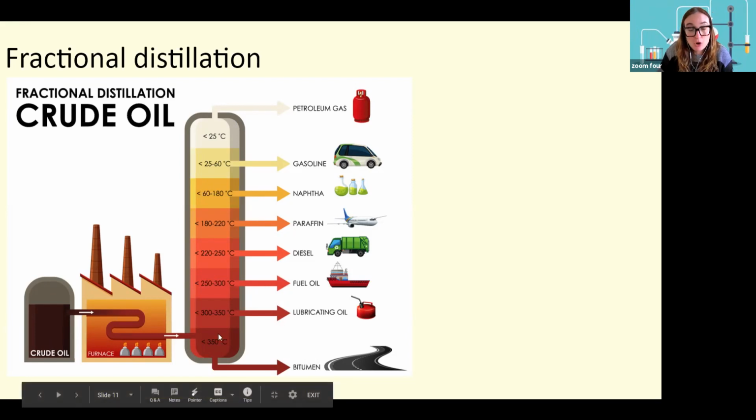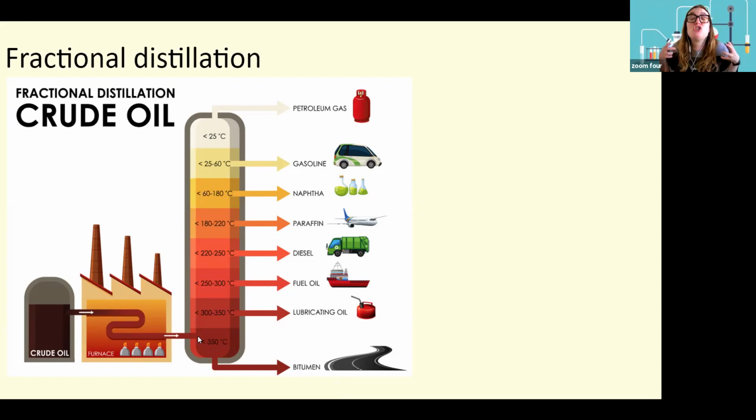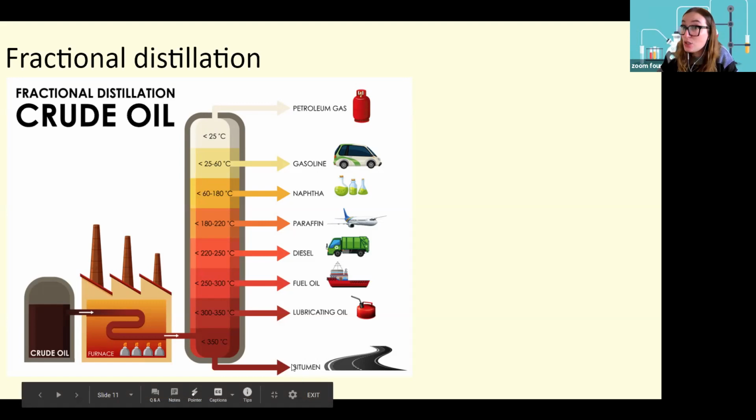Now, some of the compounds in crude oil will not evaporate. They'll be too long, too large, too viscous as a substance, so they'll just run off down the bottom. And we still use those really, really big hydrocarbons for things like tarmac. Bitumen is one of the molecules that is found that we use to make roads and things from.